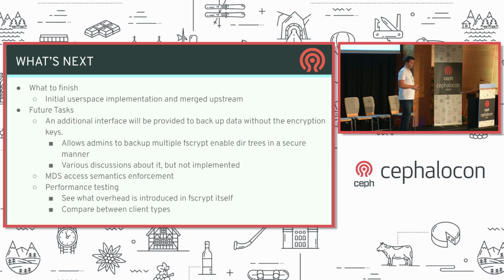The first is there's been a notion of how do you back up an encrypted file system if you don't have the key. So you have to come up with an interface to back it up if you're an admin or power user. So you're able to do that via this mechanism to allow admins to back up multiple enabled directories within the same file systems.